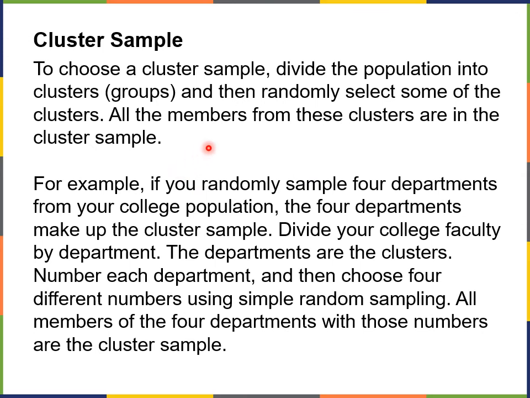Cluster sampling is somewhat similar to that. You divide your population into groups. Maybe you do this by neighborhood, which is typically a good way to do this. You put each group of your population based off of certain neighborhoods, and then you pick from there. So here's an example. If you randomly sample 4 departments in your college population, the 4 departments make up the cluster sample. Divide college faculty by department, then the departments are the clusters, number each department, and then choose 4 different numbers. So the idea here is that you randomly selected 4 departments.